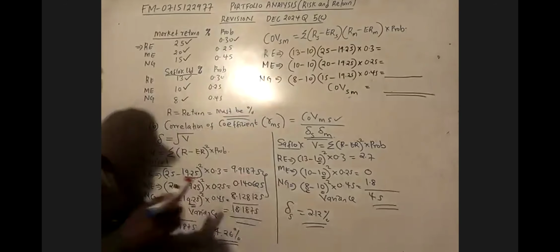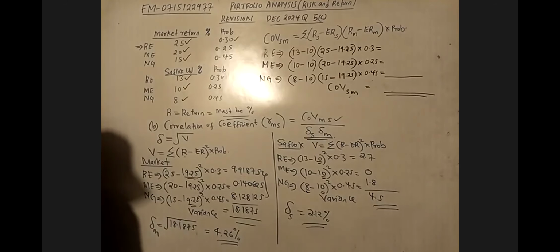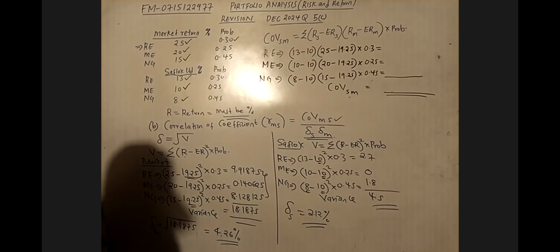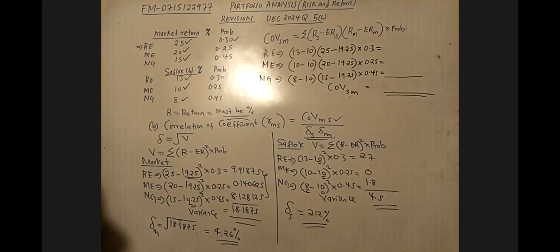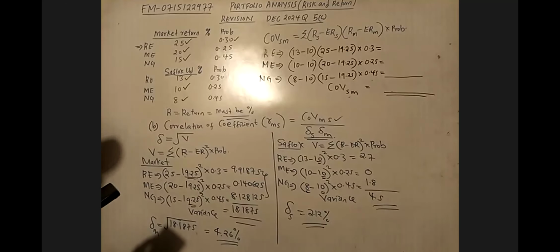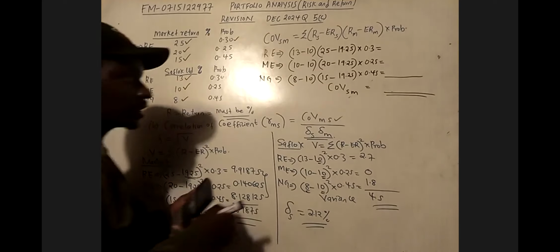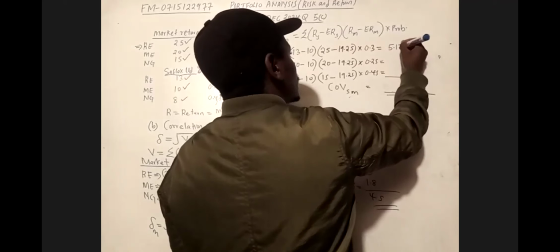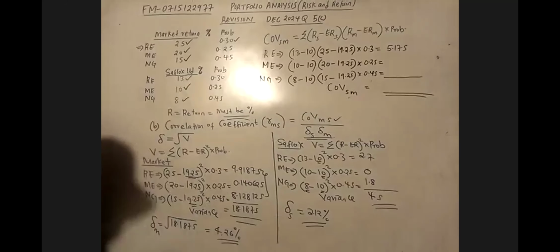We shall get the covariance of S and M, that is for market and for subflux. Let's do it together. 13 minus 10. Then we open the bracket, 25 minus 19.25 times 0.3. The answer is 5.175. Confirm on your side also.